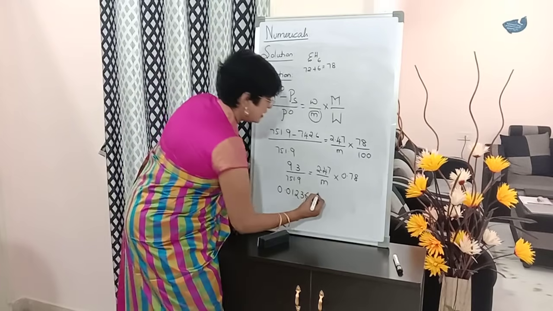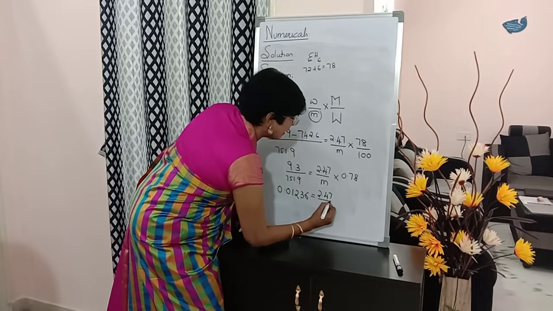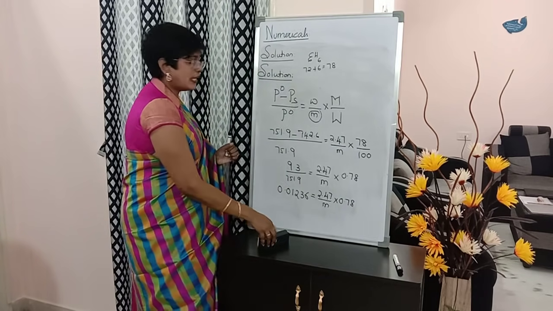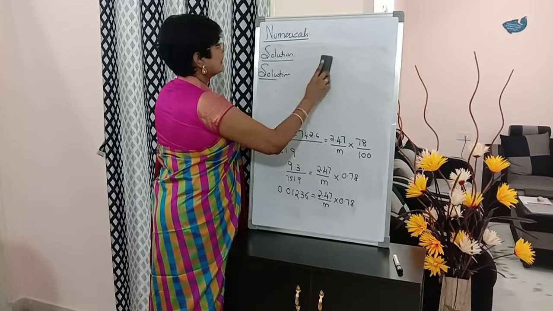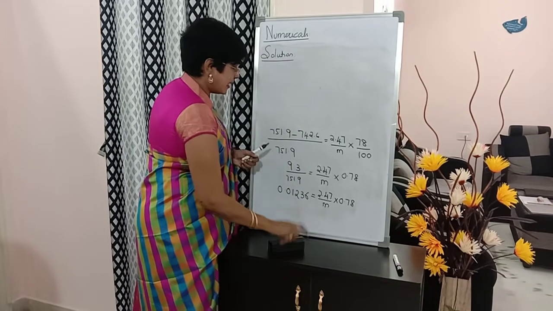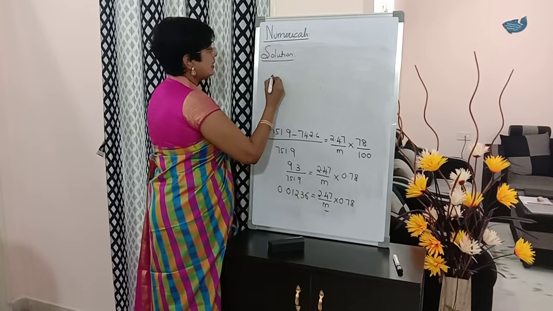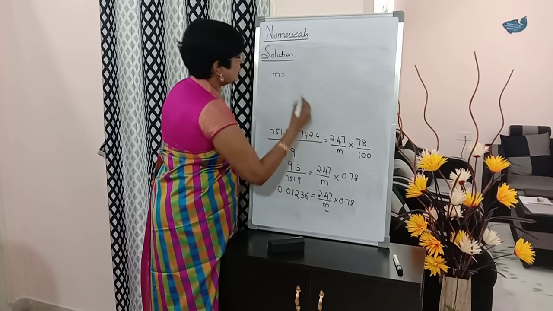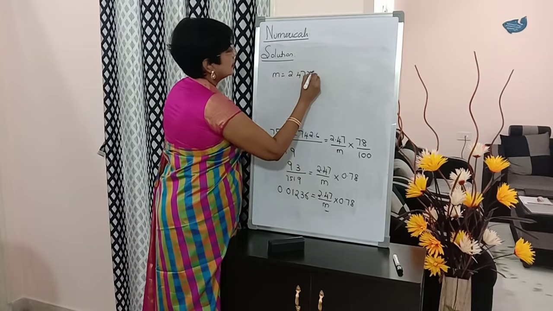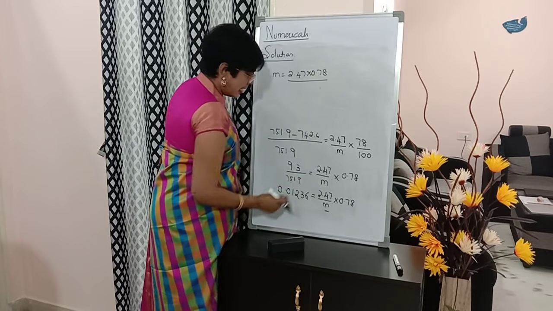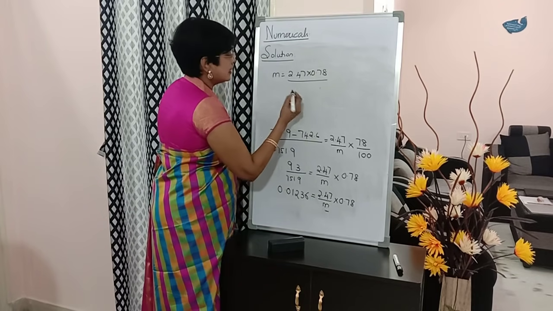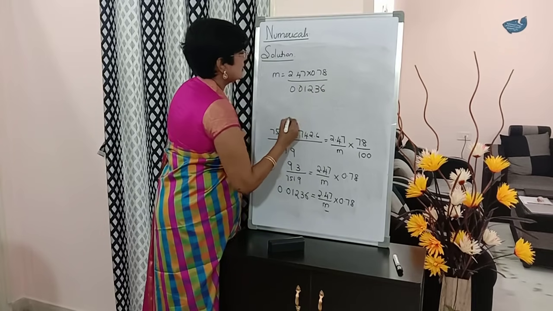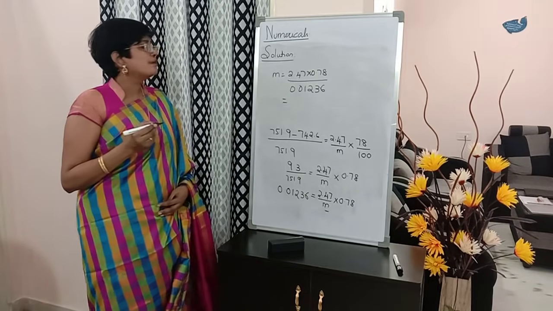0.01236 is equal to 2.47 by m into 0.78. Okay, now, so what is the next step? We are supposed to calculate m, okay? So m is equal to, students, how to do now? Numerator 2.47 into 0.78, divided by, now this goes to the denominator, 0.01236, okay? So now multiply.